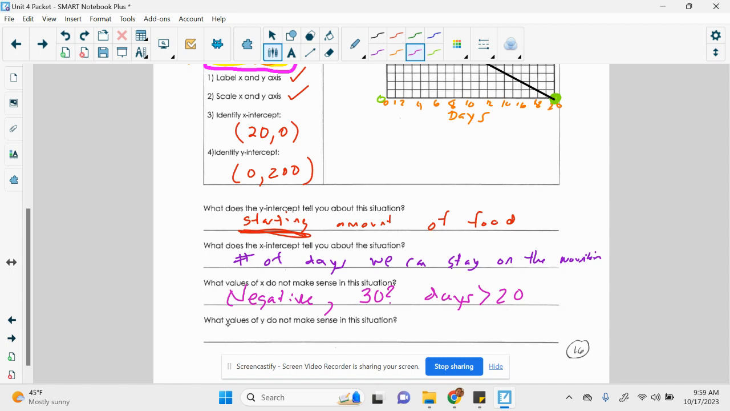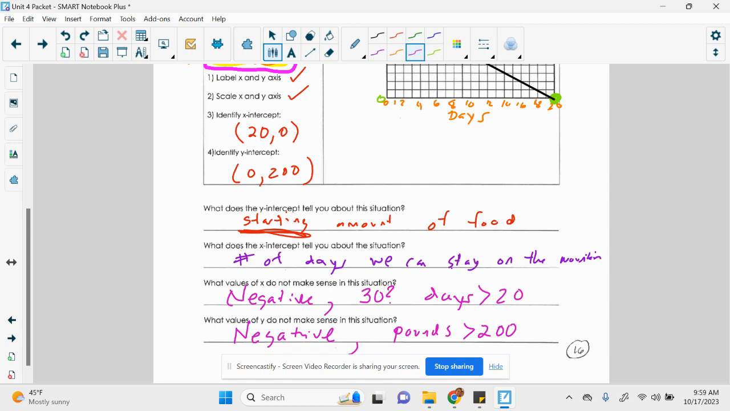And lastly, what y values don't make sense? Well, guess what? It's the same ones. Negative, because you can't have negative food. You just can't. 0 is the most. And then values, so pounds greater than 200. Because you can't get food. Maybe you can hunt, but this problem is all about you start with 200 and you're losing 10 pounds a day. So this is the numbers that don't make sense in this problem, okay?